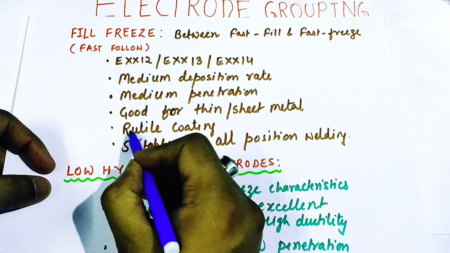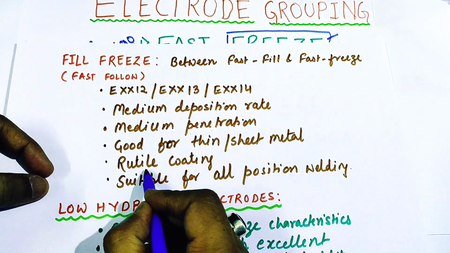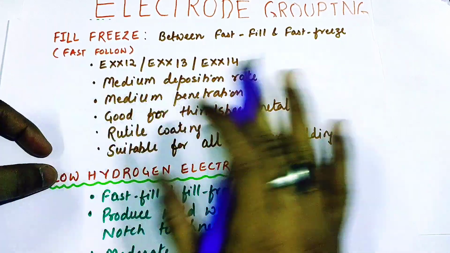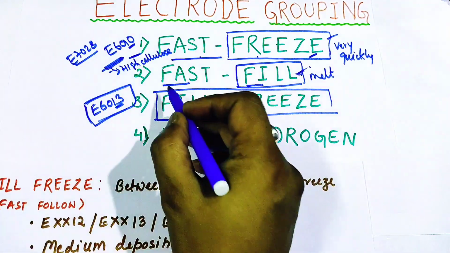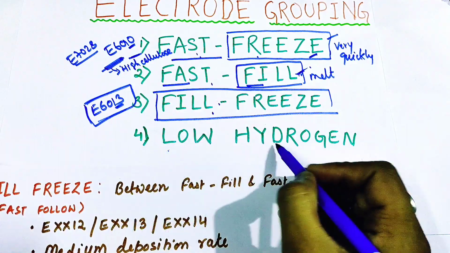And if we talk about the coating, then the coating of this electrode is rutile, and it is suitable for all position welding. So this is about fill freeze welding. Now friends, we have understood fast freeze, fast fill and fill freeze. We'll move to low hydrogen.